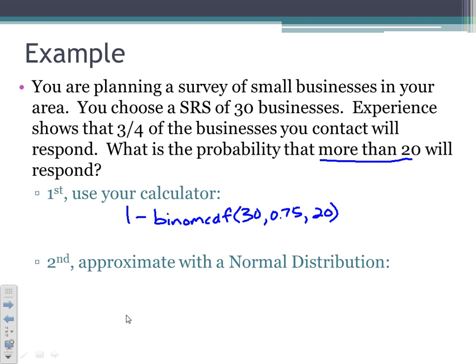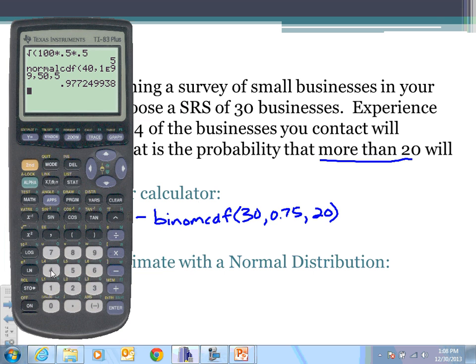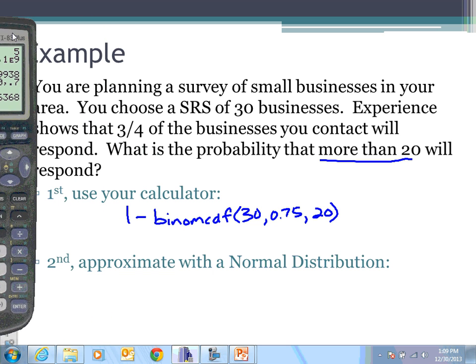So now if we type that into our graphing calculator, we'll go into our distribution menu. Oops, let's go 1 minus first. So 1 minus, distribution menu, binomial CDF, so 30, comma, 0.75, comma, 20. Press enter. So there's our probability. We come out with a probability of 0.8034.